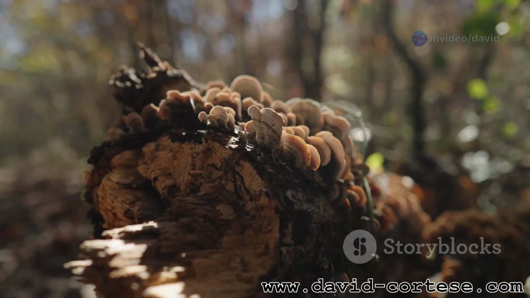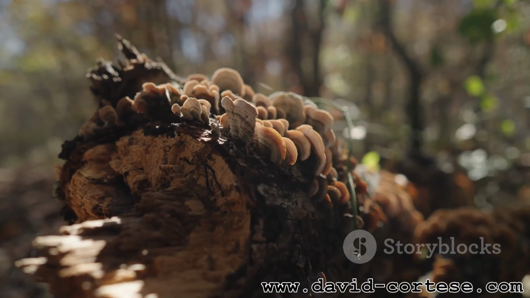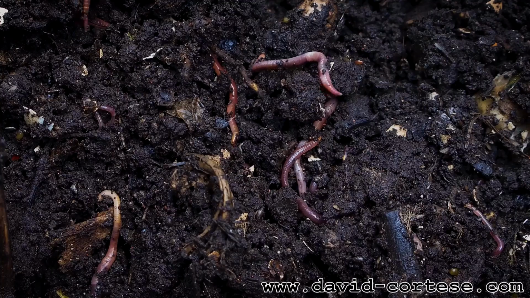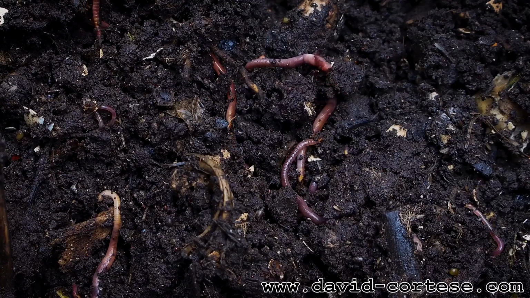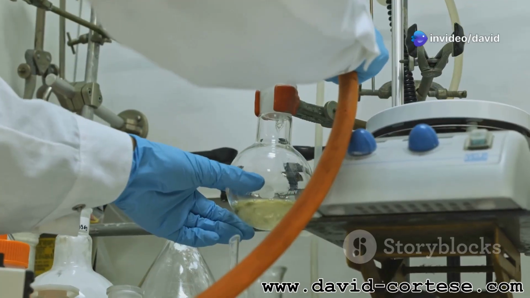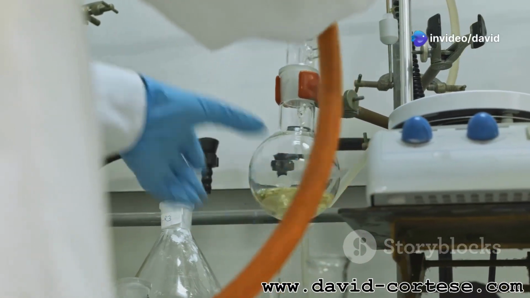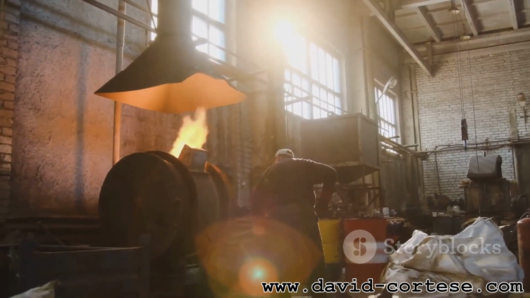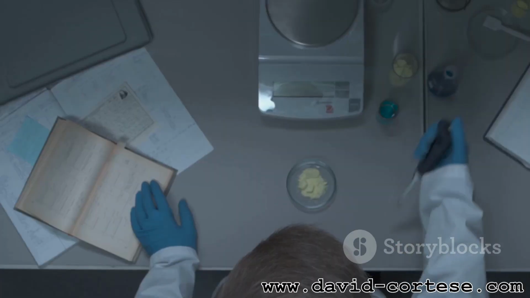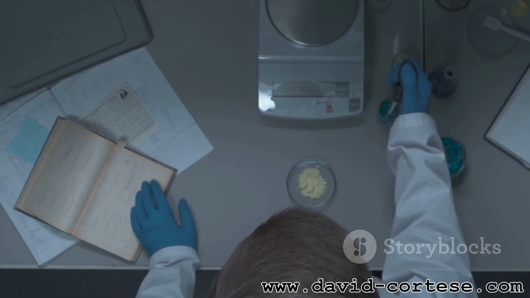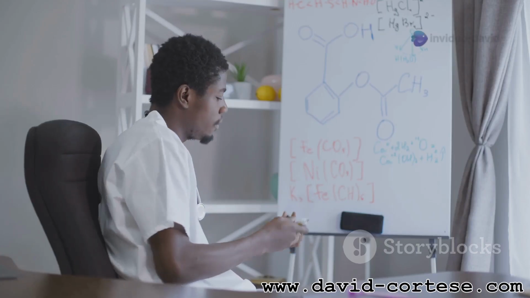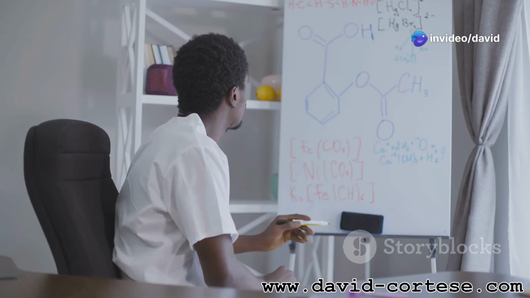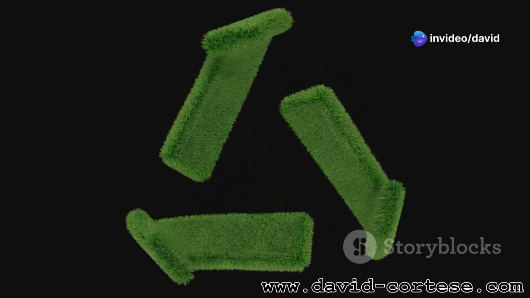In nature, the decomposition of organic matter by bacteria and fungi is vital. It recycles nutrients back into the ecosystem. In industry, decomposition reactions are used to obtain elements from their compounds. For example, the production of metals like aluminum involves decomposing aluminum oxide. Understanding decomposition helps us break down complex substances. It helps us harness their simpler components for various uses. It is the universe's way of simplifying and recycling.